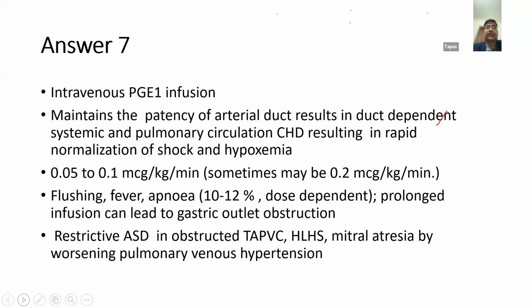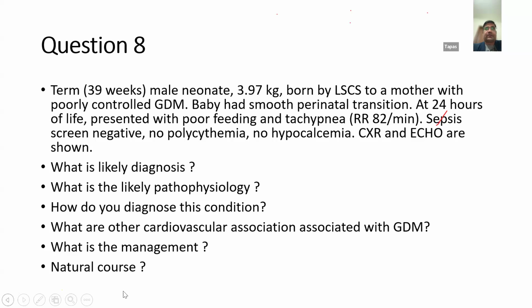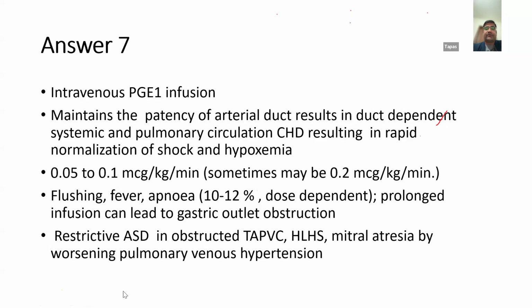It can worsen in babies with obstructive TAPVC because of increase in the pulmonary venous hypertension, and in babies with HLHS with obstructive AS, or mitral atresia with obstructive AS. Basically in all of these conditions, there will be increase in the pulmonary venous hypertension and pulmonary edema if you use PGE1 in these cases. So these are the three contraindications of using alprostadil infusion in babies with CCHD.